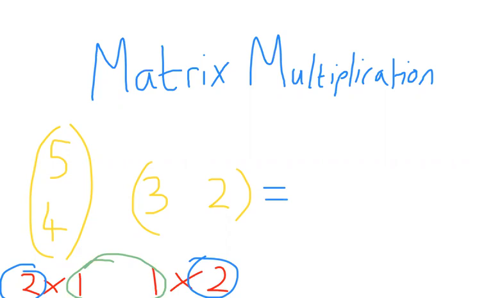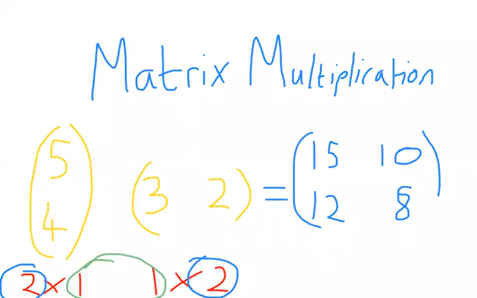And so what we do is we do 5 times 3, which is 15. And that's in the top left. Then we do 5 times 2, which is 8. Bottom left, which is 4 times 3, which is 12. And then 4 times 2, which is 8. Oh, I realized I made a mistake. Top right is 10, not 8, because 5 times 2 is 10. It's a bad mistake. There we have it. Our matrix, which is a 2 by 2, 15, 10, 12, 8.